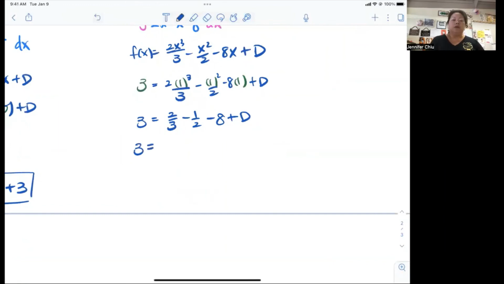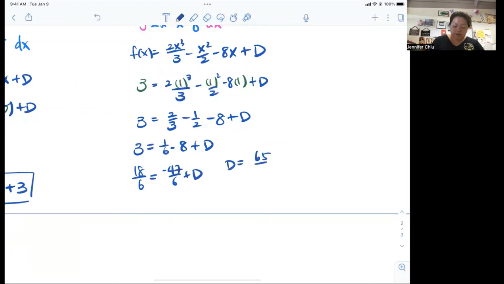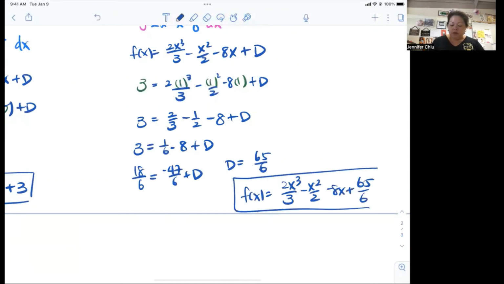Now it's just a lot of fraction work. So this gives me 4 minus 3 is 1/6 minus 8 plus d. So 18 over 6 equals 1/6 minus 48/6, negative 47 over 6, plus d. d equals 65 over 6. So f of x equals 2x cubed over 3 minus x squared over 2 minus 8x plus 65 over 6 would be your final answer for this problem. Okay, all right, that's it.